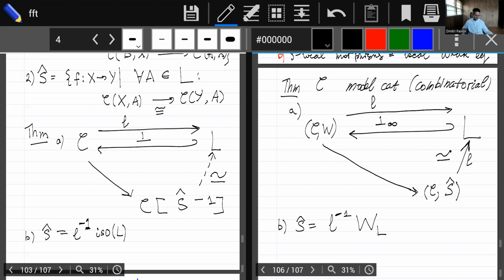So after passing through hammock localizations, the resulting functor between simplicial categories will be a weak equivalence in the obvious sense. It will be a homotopy essentially surjective functor that induces weak equivalences on objects of morphisms.